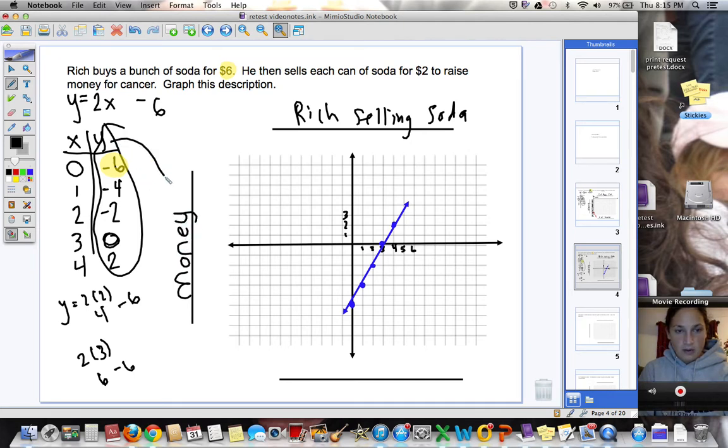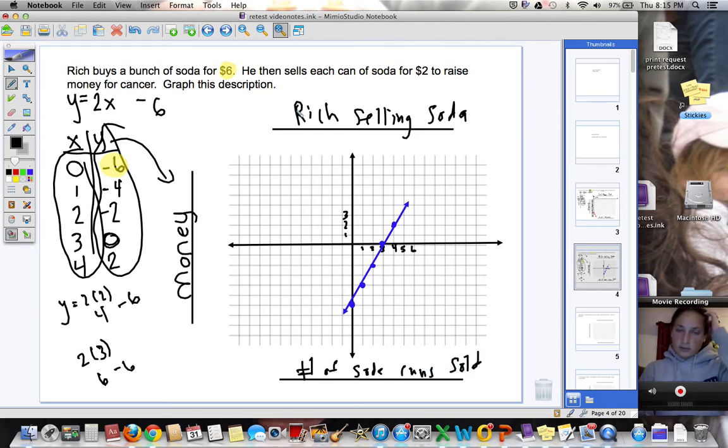So the y always goes on this side. My x, I start with 0, I start with 1, I start with 2. What's my other thing? When I don't do any of this, I have -6. When I do 1, I have -4. Okay, that must mean he's selling the soda. So it's the number of soda cans sold.